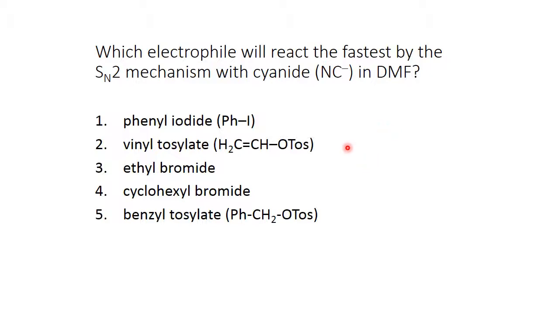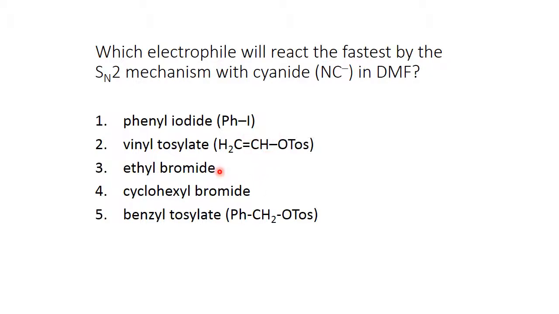Well, if I go to these compounds, first I see phenyl iodide. That means there's a benzene ring and the iodine's attached directly to the benzene ring. That's not going to go at all. Then I look at the tosylate. It's on a carbon that is in a double bond. That's not going to go at all.